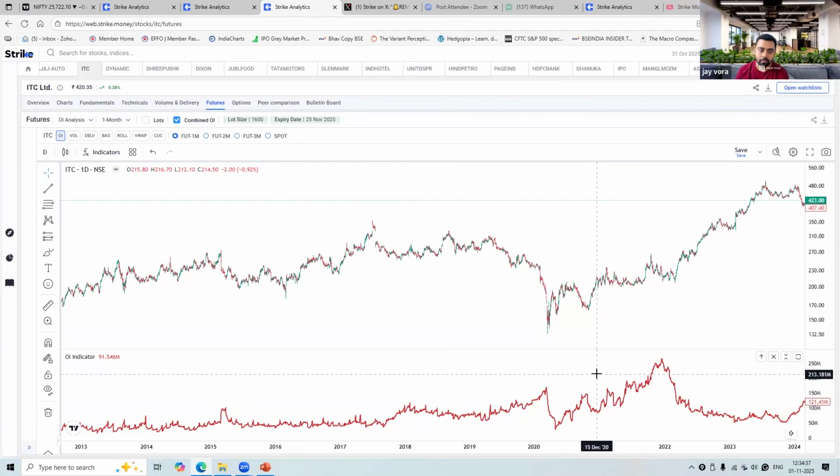Yeah, I have seen this happening also in Hind Petro. In Hind Petro there was a tug of war. People were building long as well as short. Then when the breakout happened, all those guys who shorted ended up covering, and that resulted in a good 60-70% move in 4 to 5 months.